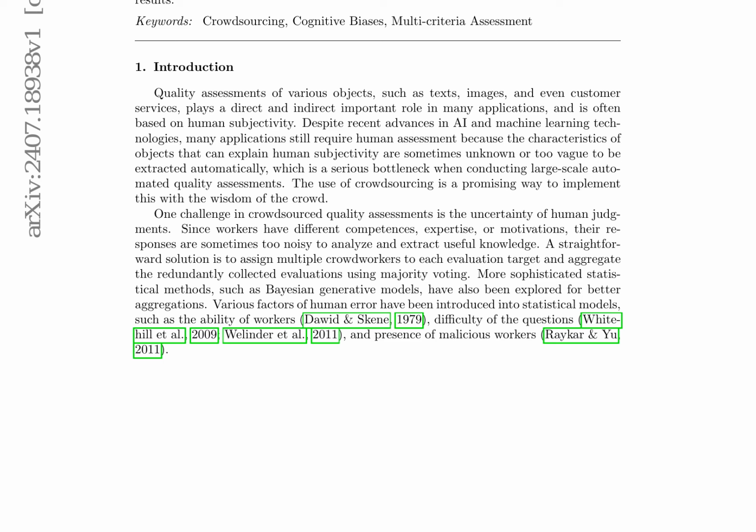Their experiments show that incorporating the proposed structures into the aggregation model is effective in reducing cognitive biases and obtaining more accurate aggregation results. This novel approach aims to enhance the reliability of crowdsourced data by accounting for the complex relationships between different criteria in decision-making processes.